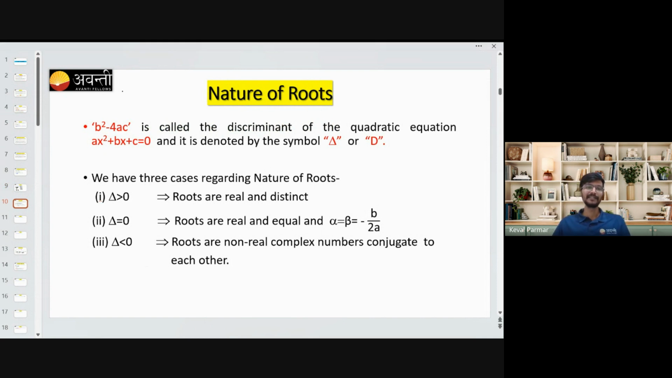What is discriminant? You can see on the screen. Discriminant is b square minus 4ac. Now, this discriminant can be greater than 0, equal to 0, or less than 0. If the discriminant is greater than 0, then roots are real and distinct. If equal to 0, then roots are real and equal. And if less than 0, then roots are not real, or you can say imaginary. Correct? So what we have next, let's see, we have some questions on that.